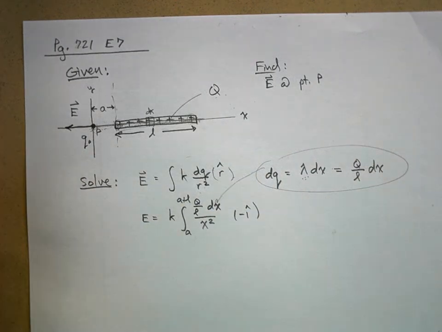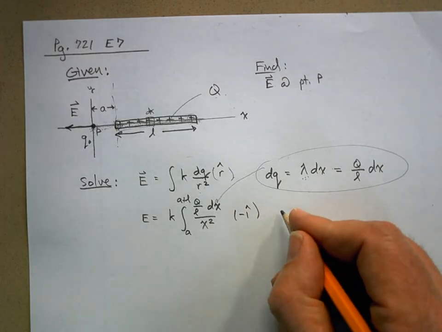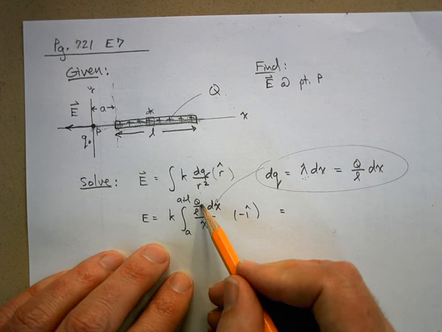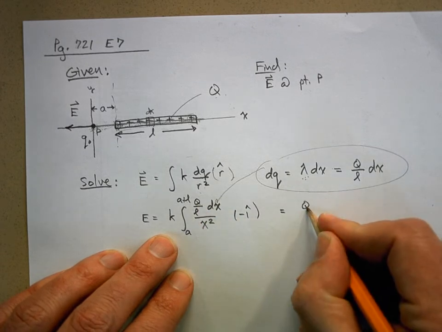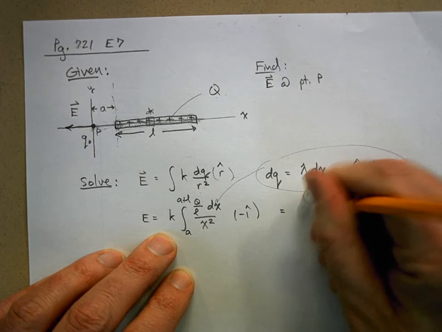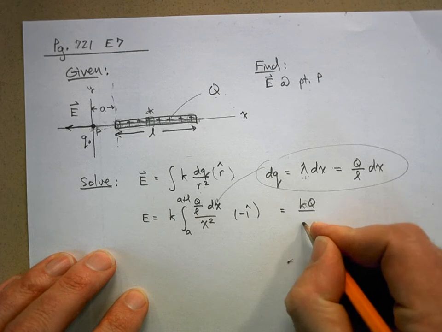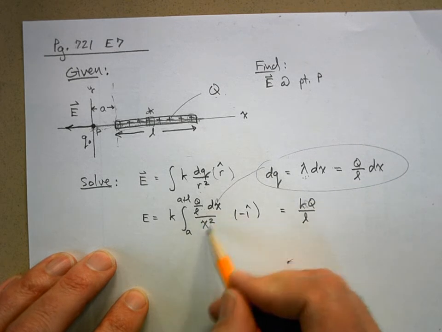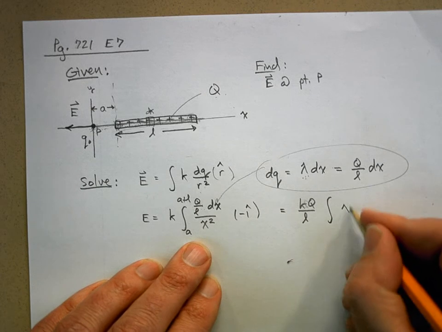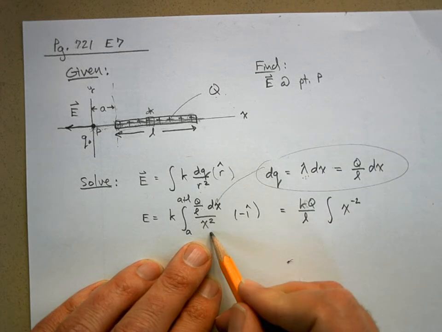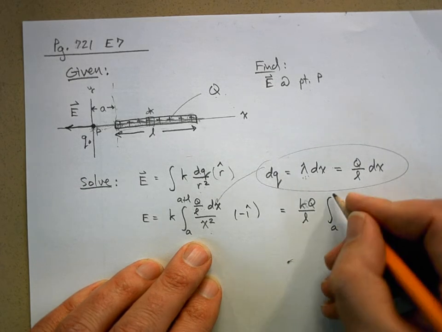And now I can integrate. Let's clean it up a little bit. All this constant stuff can come out. So this is KQ over L. And then, to make it easier to integrate, this is x to the negative 2 power, because it's 1 over x squared, times dx, and we're going to go from A to A plus L.